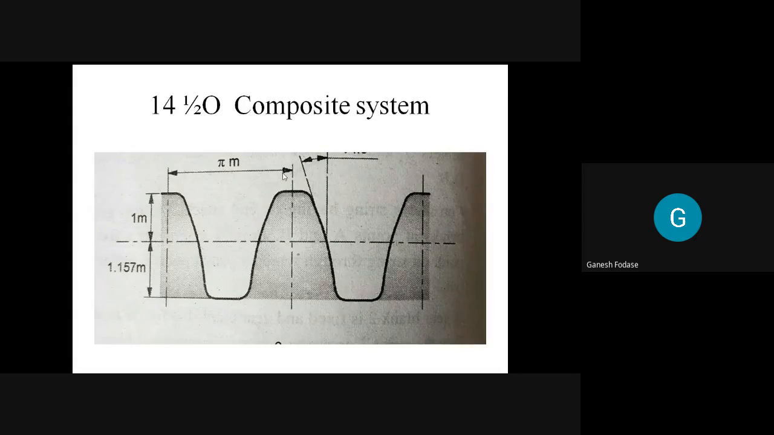This one is the circular pitch. You observe here, addendum distance is equal to 1 module, while dedendum is equal to 1.157 times module, and these specifications are fixed. So if we are going to use a 14.5 degree composite system, then its addendum is equal to 1 module, and dedendum must be 1.157 times module.